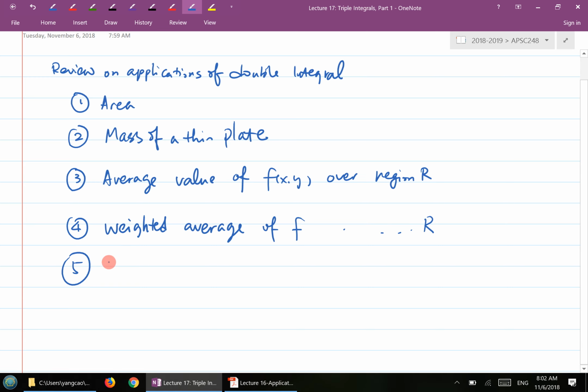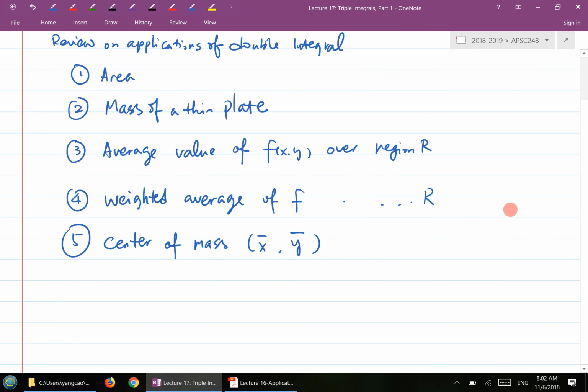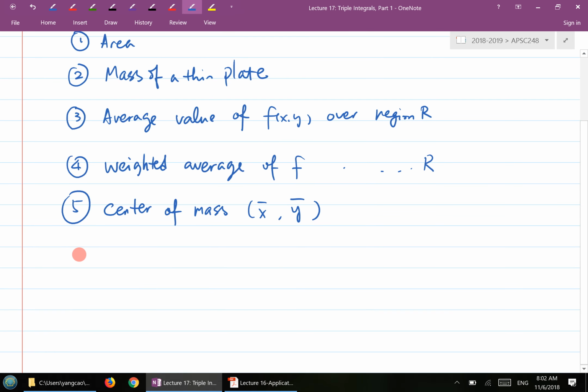And then from here, we looked at the center of mass, x bar, y bar. You'll have all of the formulas in the final exam. But while you're doing assignments, I encourage you to try it a few times, and at least at this stage, you can memorize all of the formulas. And at the end, we looked at the last application, which is the moment of inertia.